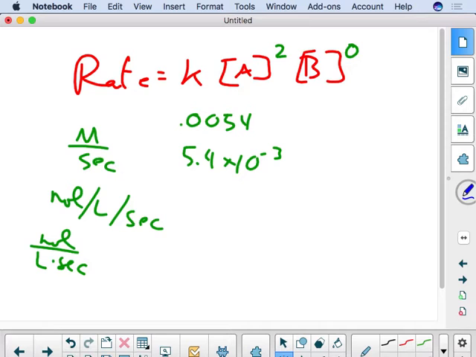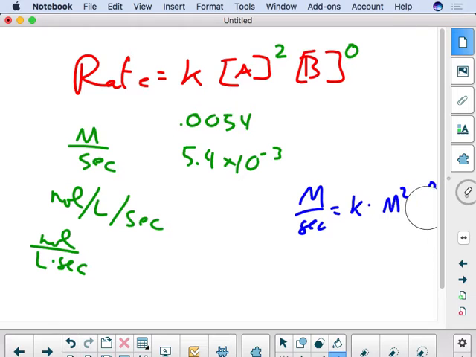Molarity. So what are the units on K going to be? Look at this. This is molarity per second equals K times, what does this work out to be? It works out to be molarity squared times molarity to the 0, which is 1. So therefore, it is molarity per second, K times molarity squared.